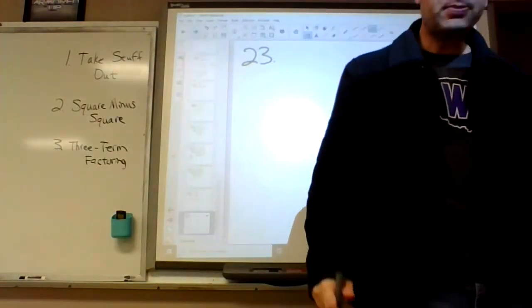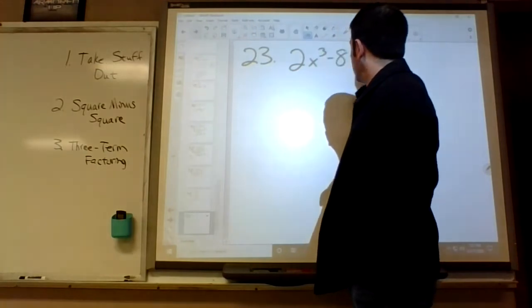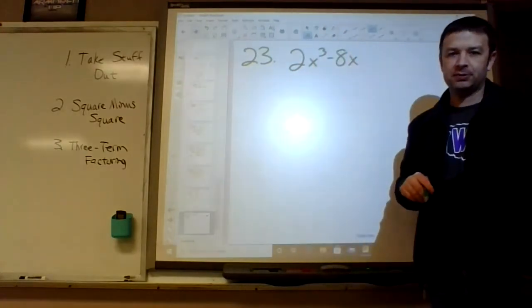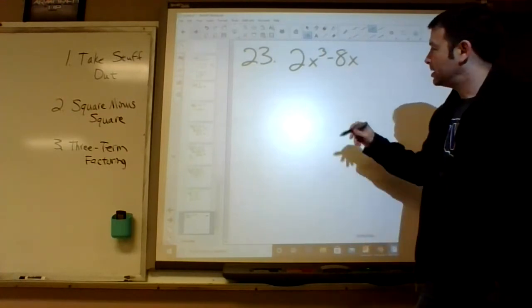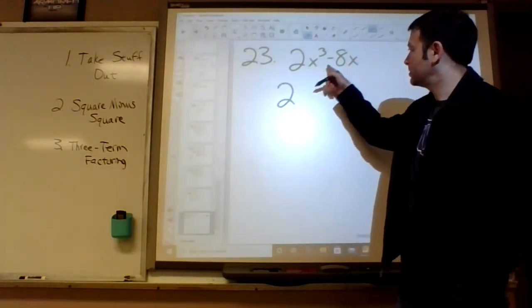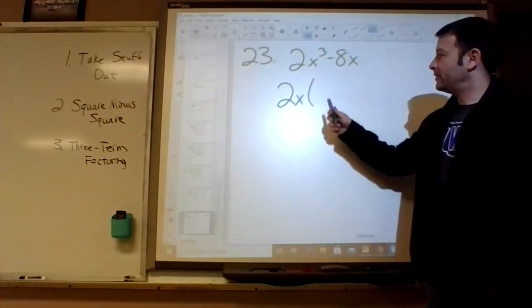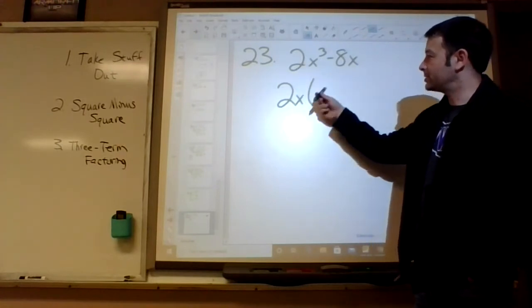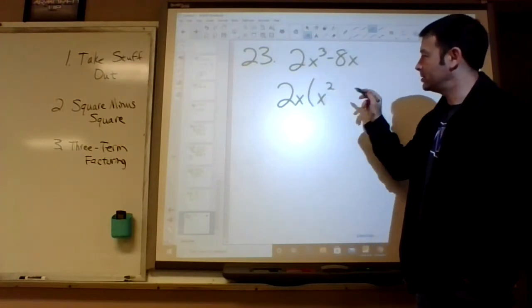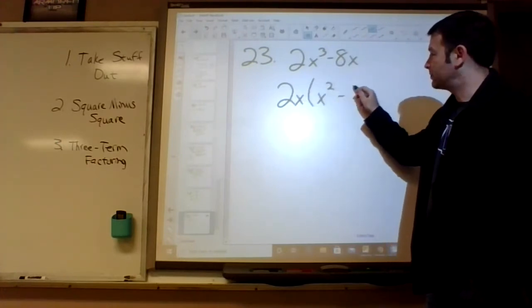2x cubed minus 8x. Alright, what can I take out of these two? What goes into 2 and 8? 2. How many x's can I take out? Well, they both have at least 1, so I can take an x out. If I divide this by 2x, the 2's cancel out. X cubed divided by x is x squared. Drops an x. Minus 8 divided by 2 is 4.